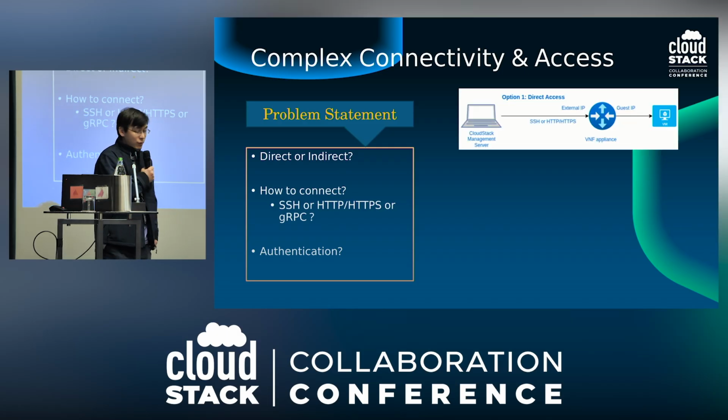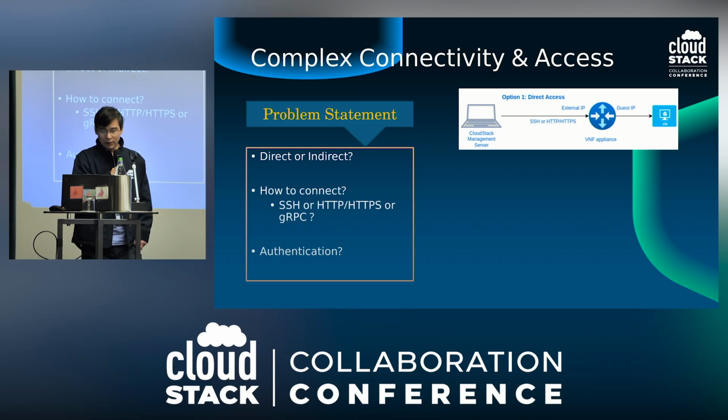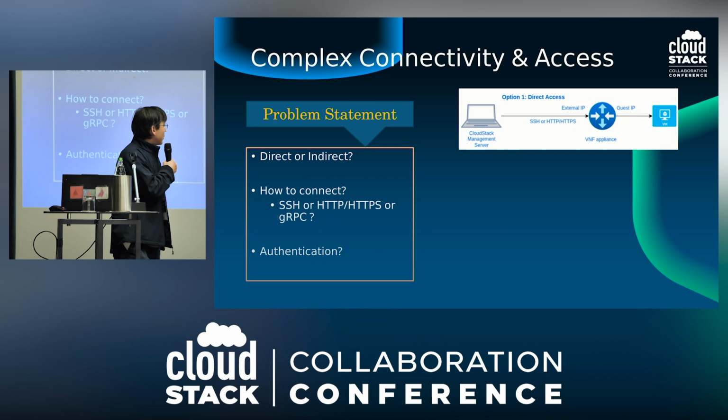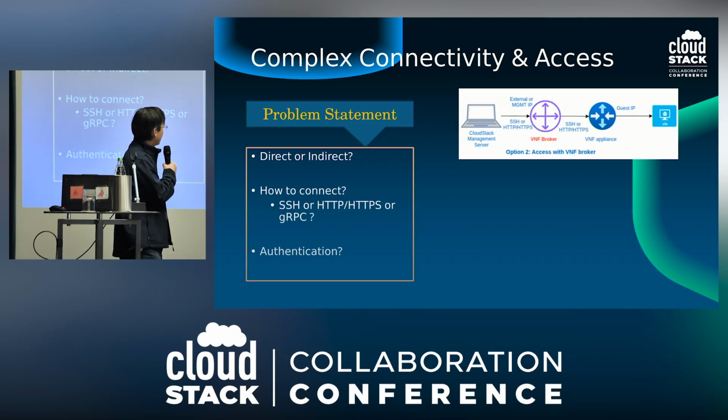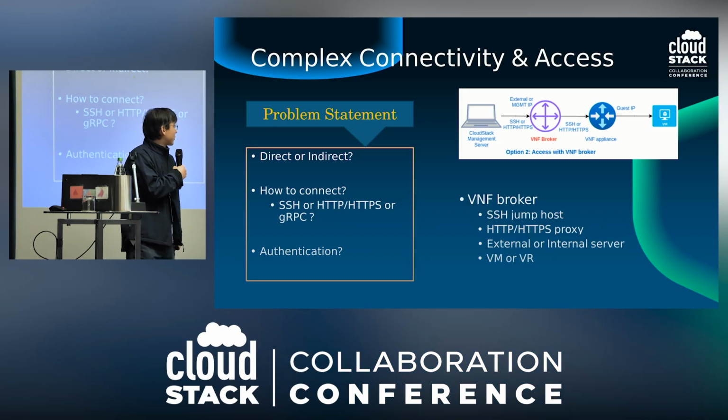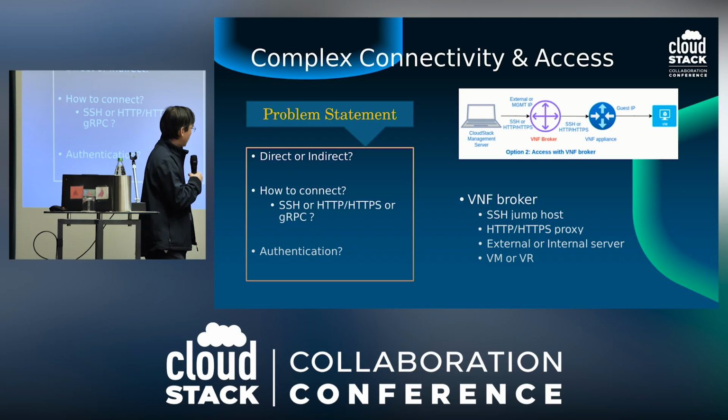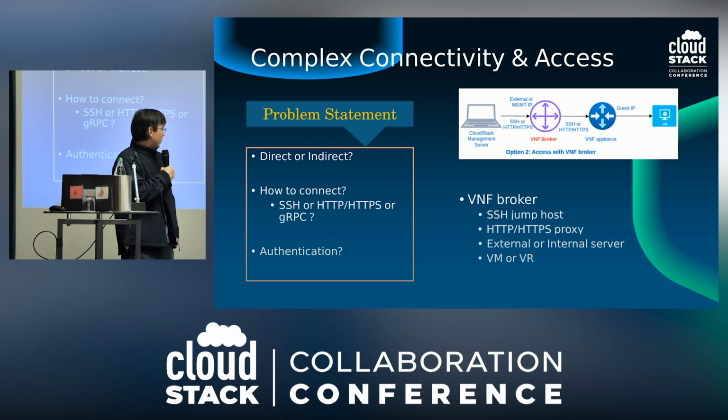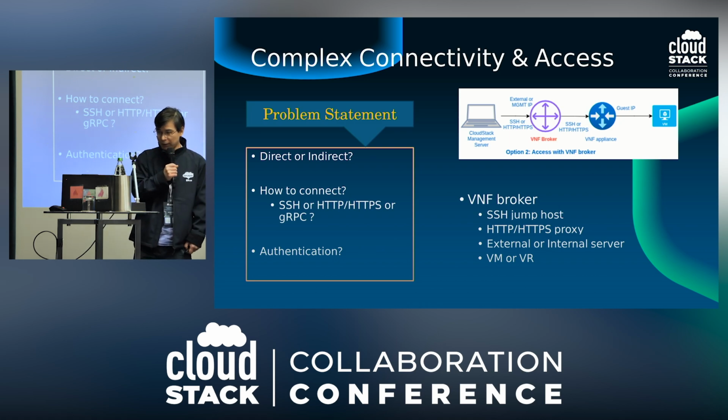So we have provided two options. The first option is easy: the management server directly connects to the VNF if the VNF appliance has an external IP. If not, then we need something in the middle between the management server and the VNF appliance. It can be an SSH jump host, an HTTP proxy, or a VM, or VR if possible, or an external or internal server which can reach both the management server and the VNF.